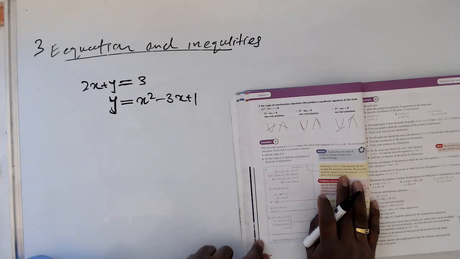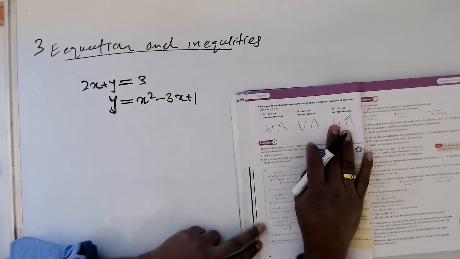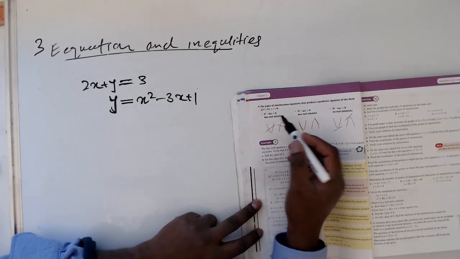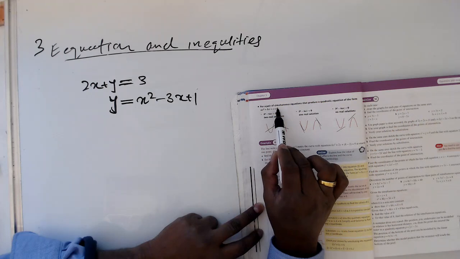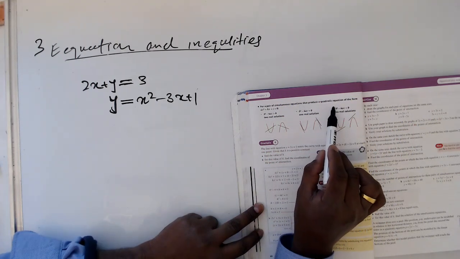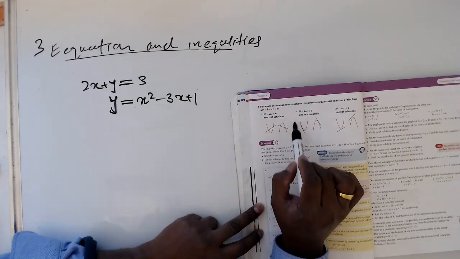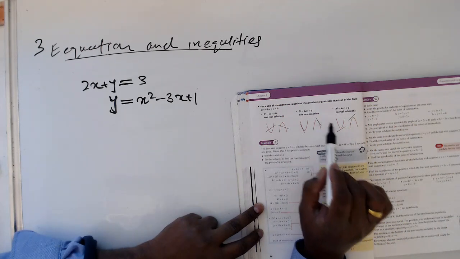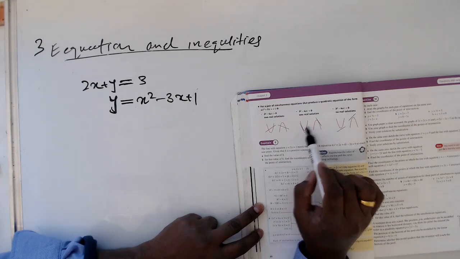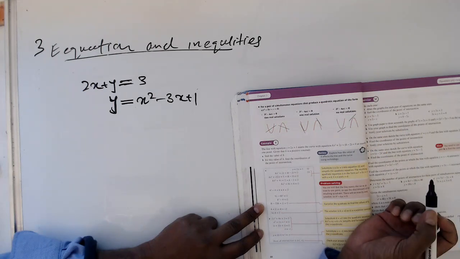Now please look at page number 44, chapter 3. I'd like to bring your attention to the top part. You can see some explanation there for a pair of simultaneous equations that produce a quadratic equation of the form ax squared plus bx plus c. If b squared minus 4ac is greater than 0, two real solutions. If b squared minus 4ac equals 0, one real solution, or repeated roots. And if b squared minus 4ac is less than 0, no real solutions.